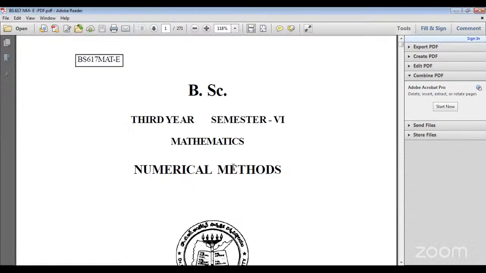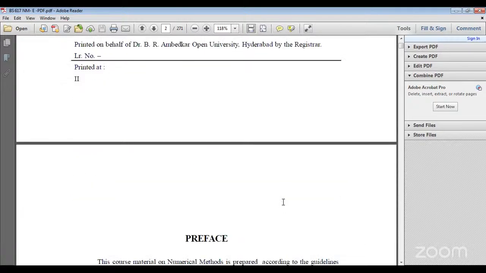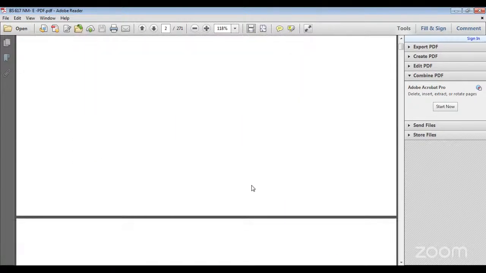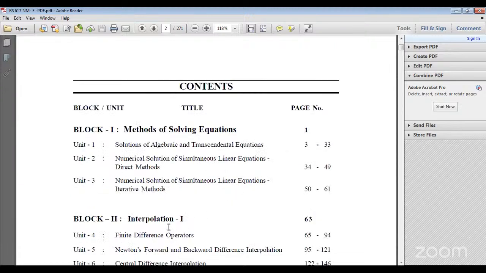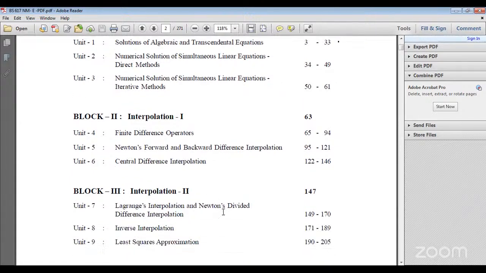Yes, sir. Today we are discussing third semester numerical methods. In numerical methods, we are discussing the solution of algebraic and transcendental equations, numerical solutions of simultaneous equations by direct methods and by iterative methods, finite difference operators, Newton forward and backward difference interpolation, central difference interpolation, and also Lagrange's interpolation, Newton divided difference interpolation, inverse interpolation, and least square approximation.